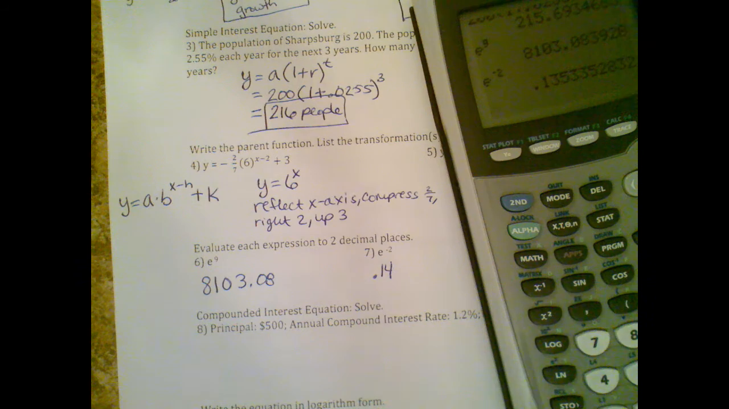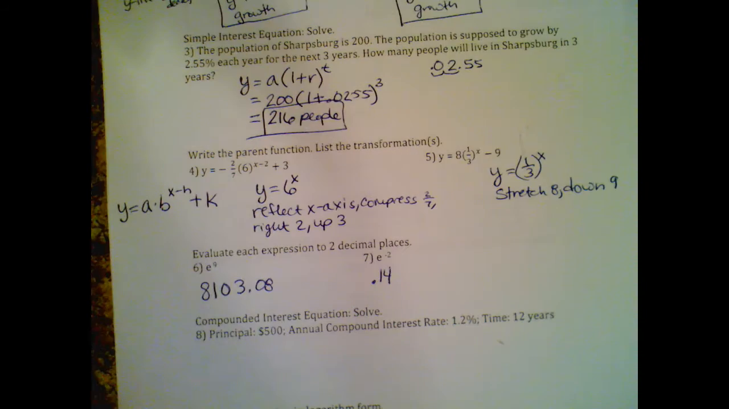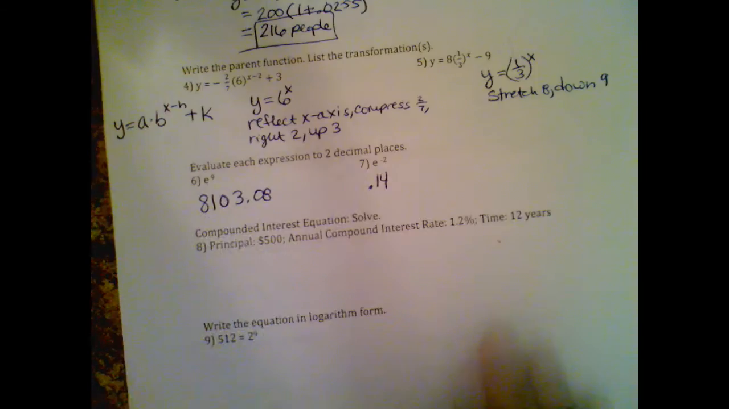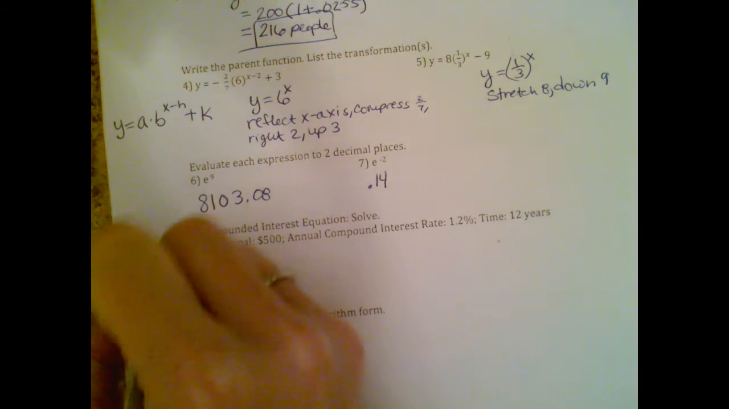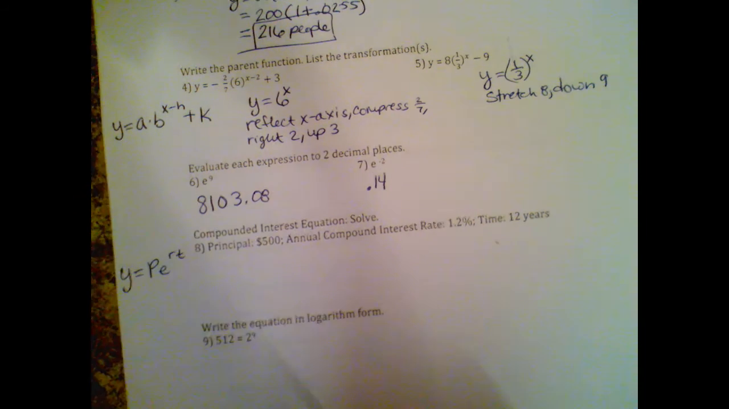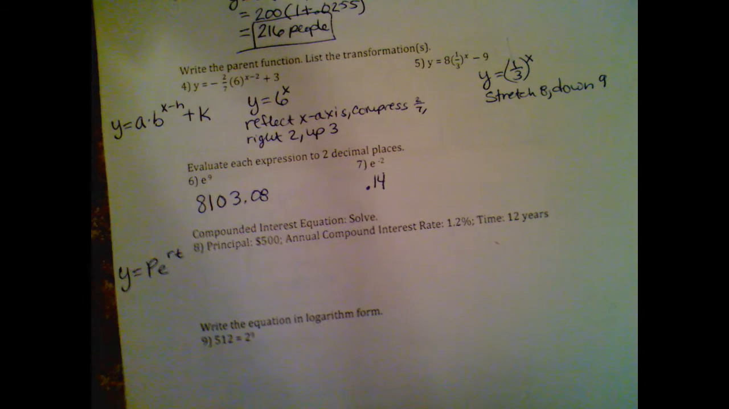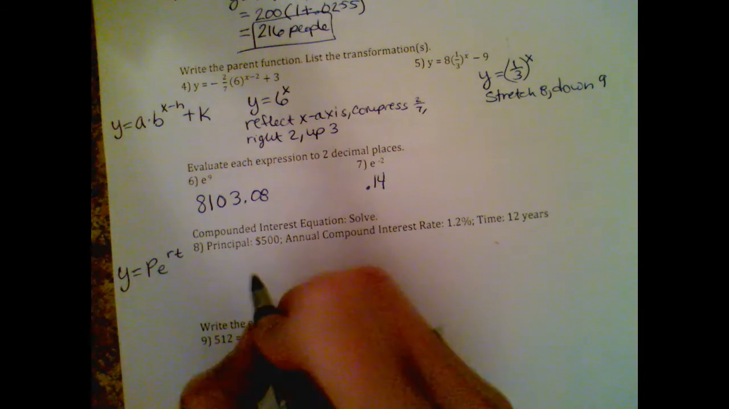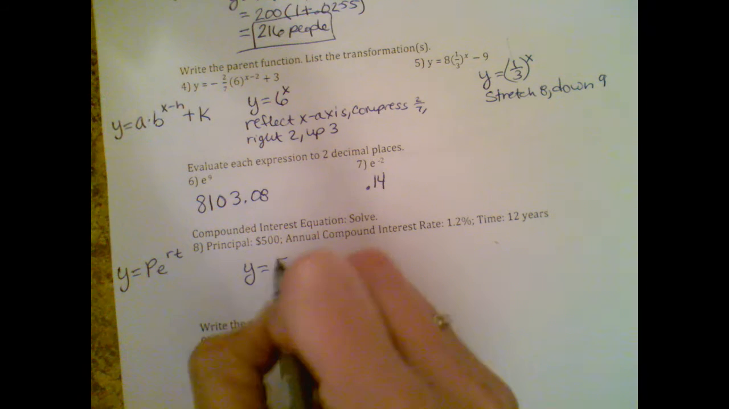Now for this next one, it's compounded interest. So we're going to use a different equation. So it's y equals p times e to the rt power. Make sure the r and the t both need to be in the exponent spot. So for this one, our principal is 500, so we're going to plug that in for our p.